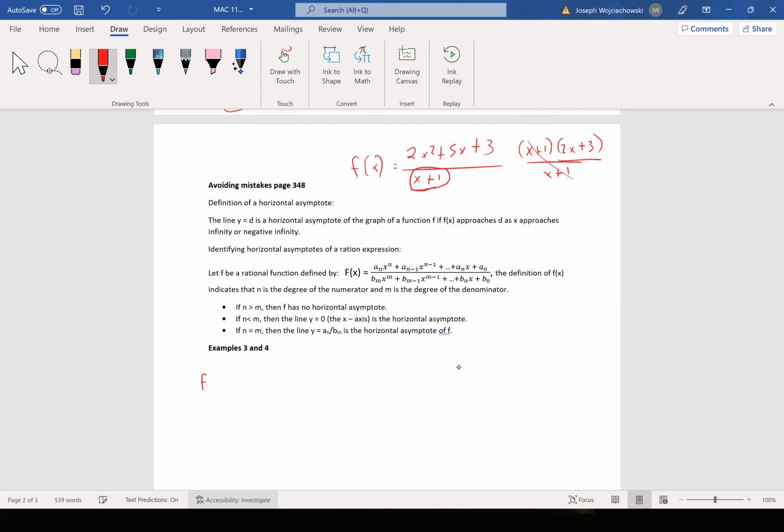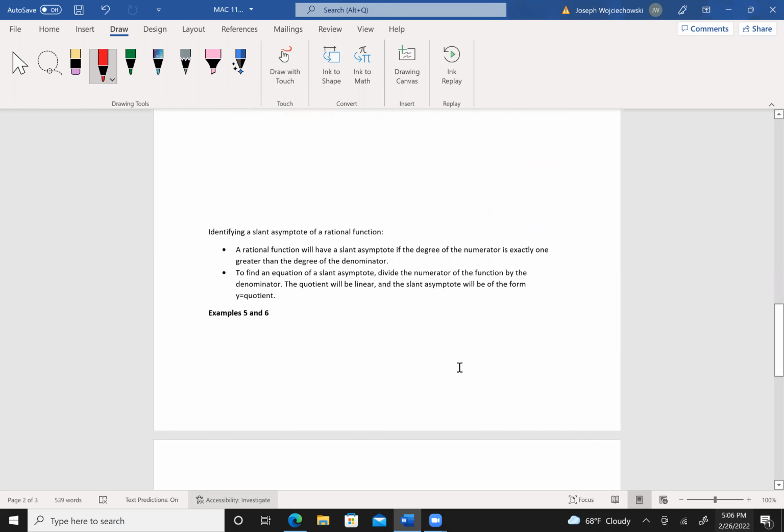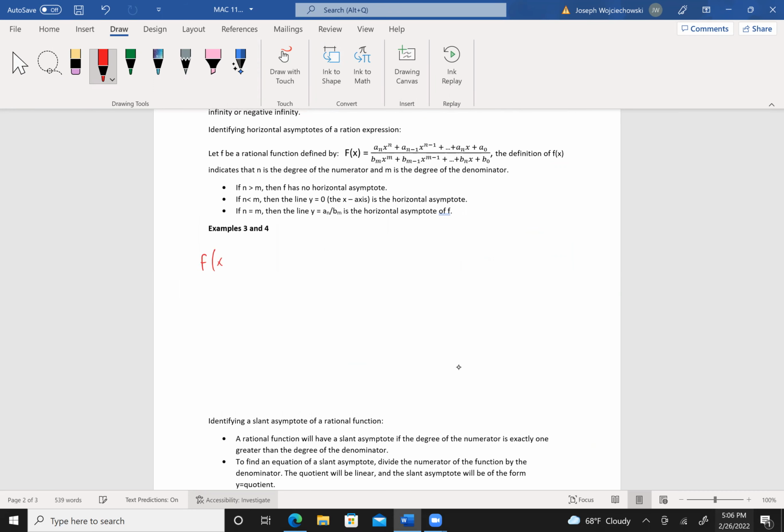Look at f of x equals 7x squared plus 2x over 4x squared minus 3. So my degree of the numerator is 2, the degree of the denominator is 2. So they're equal. So this is y equals 7/4. That would be my horizontal asymptote.